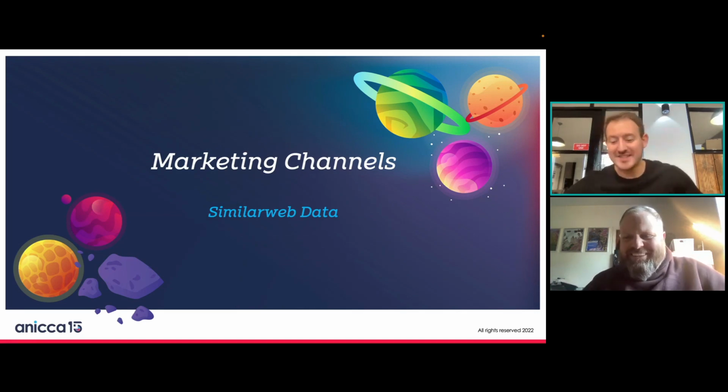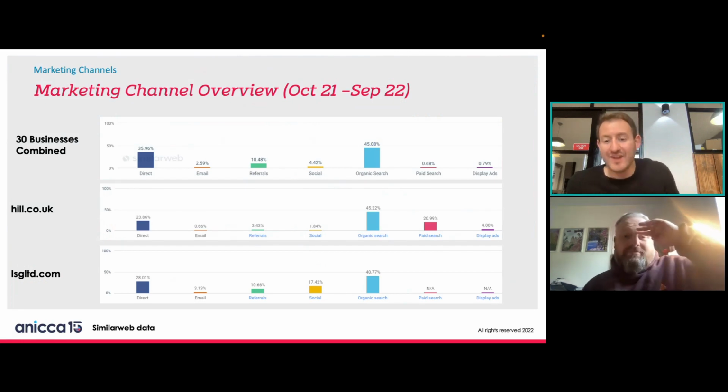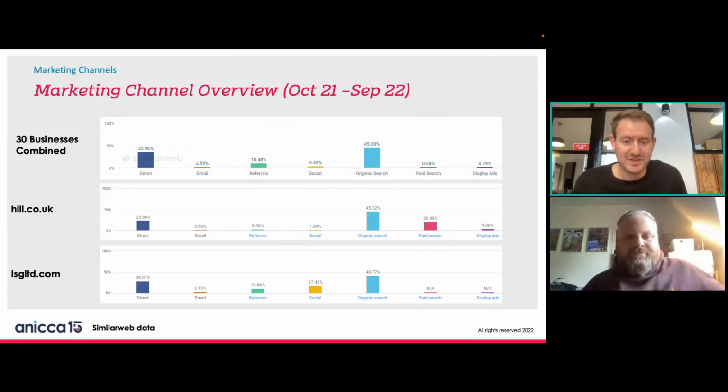So moving on to our marketing channels, we've already looked at how big the industry is and who the key players are in the industry that we've compared, but what marketing channels do they use? The first slide here shows us all 30 businesses combined, what percentage of traffic is being driven by which digital marketing channel. Very quickly, you can see that organic search is making up 45% of that traffic to the industry. So a very, very important channel. And also direct is making up 36%.